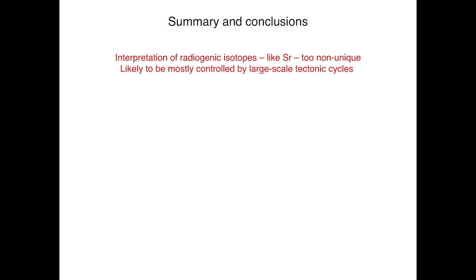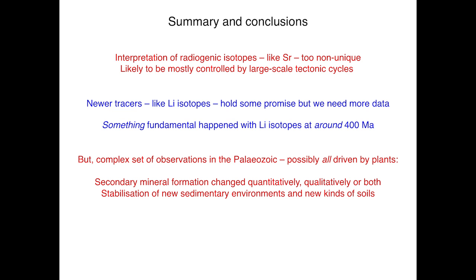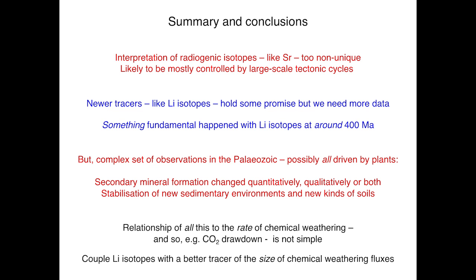And so to conclude, the interpretation of radiogenic isotopes, as I've shown you, is very non-unique, and it is probably controlled by a large-scale tectonic. There is something really interesting going on with lithium at the sort of time that's interesting to you people. But what's going on is complex. There's a series of observations. Secondary mineral formation probably changed quantitatively, qualitatively, probably both. There was this stabilization of these new sedimentary environments, soils and stuff. And the relationships of all this to the rate of chemical weathering and CO2 drawdown is just not simple.